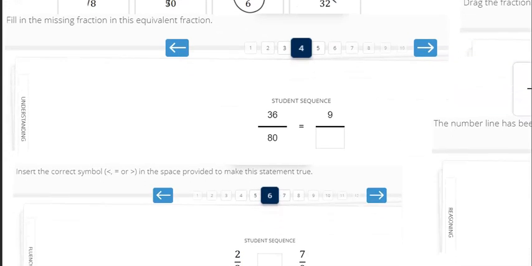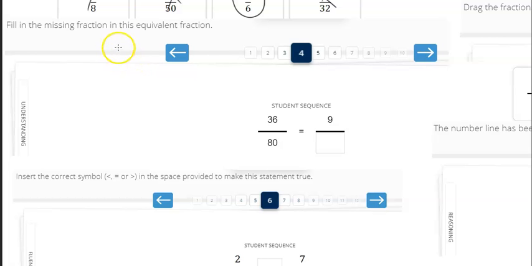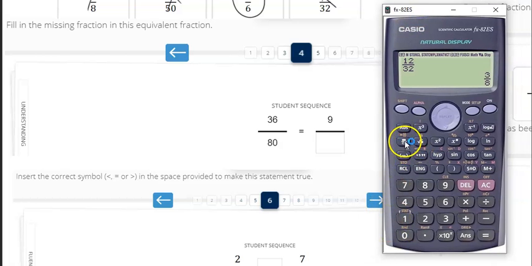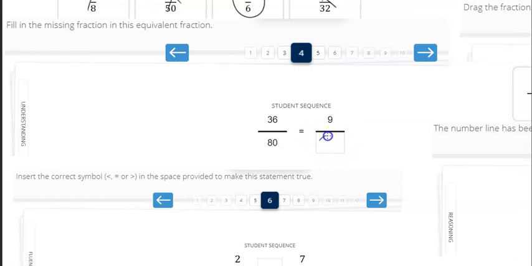The next question here is we're going to fill in the missing fraction in this equivalent fraction here. So right now this 36/80 can be simplified. Now just to double check, let's have a look to see what 36/80 can simplify down to. If the answer provided to you has the 9 on the top, then whatever the solution is here will be your number. So in this case, 36/80 is the same as 9/20.